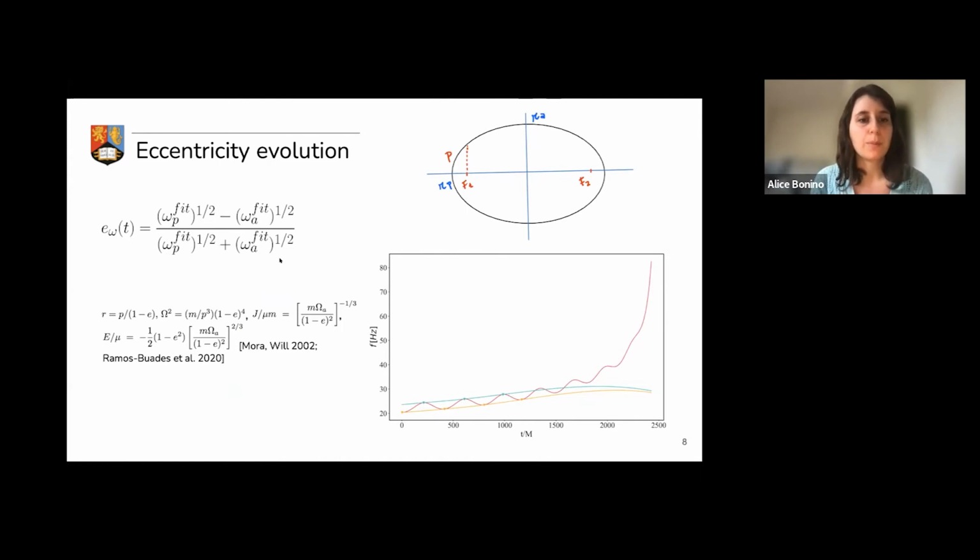The last step of my work was to estimate the eccentricity evolution. To do this, I use an eccentricity estimator that is reducible to Newtonian mechanics, using this formula here. The idea is to fit the peaks of the frequency to find this function, where the peaks mean the value of the frequency at the apoastron and at periastron. Then, after finding this function, I use this estimator to calculate the evolution.